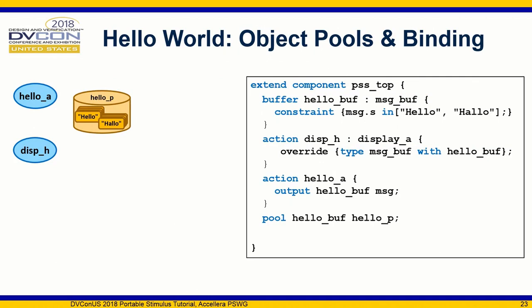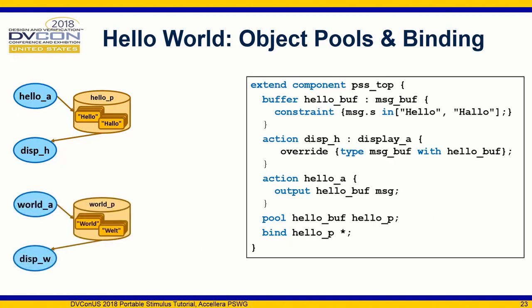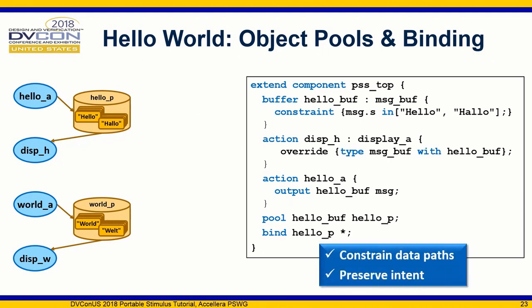So this is a group of data objects that I'm going to tell the tool what is okay to do with these things. So what I'm going to do is bind that pool of hello objects to anybody that will have it. So I can use the wildcard. I can be more specific if I want, and we'll see examples of that as we go. And I can also create a pool of world objects that are constrained to be world in either English or German. So I can constrain my data paths, and I can preserve my intent in that way, because now I know that I have certain things that are constrained in certain ways, and those objects can only go to the set of actions that are expecting them.